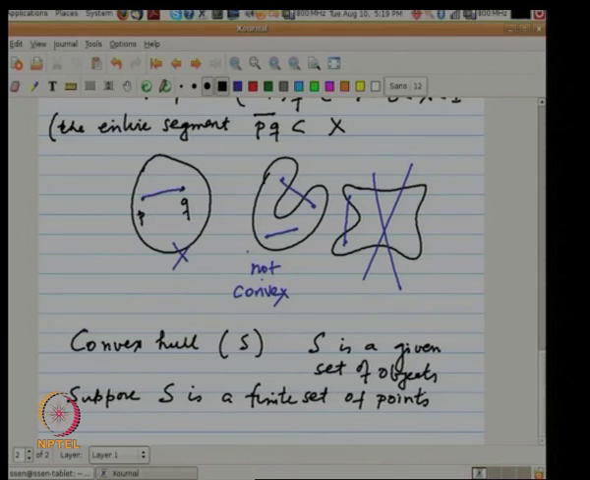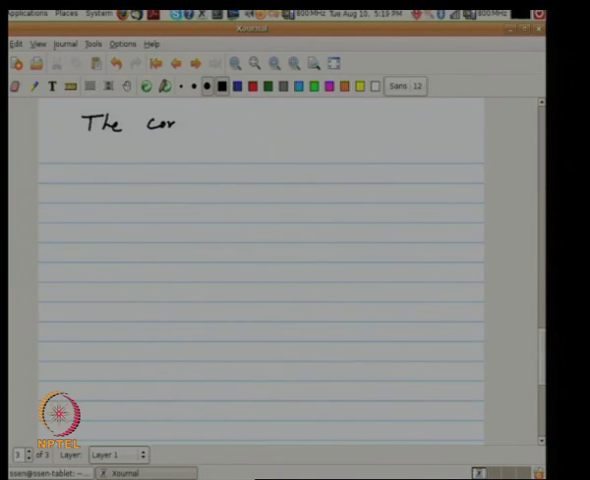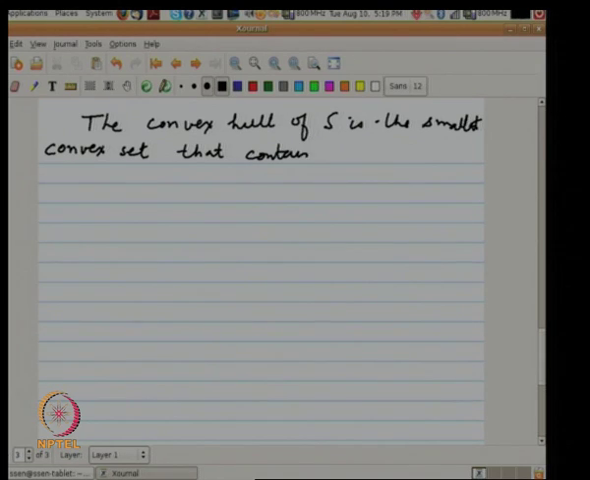Then the convex hull of S is the smallest convex set that contains S. Example: suppose these are my given set of points S. We want to define some kind of a region which must be convex and contains all the points.